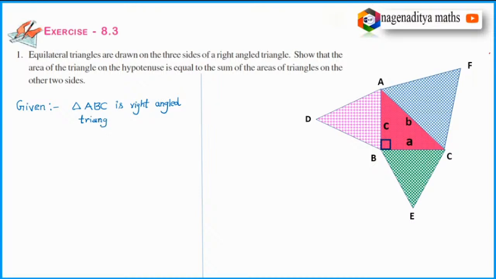and triangle ACF, triangle ADB and finally triangle BEC are three equilateral triangles.